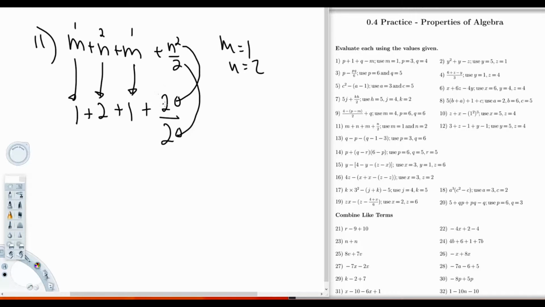Carrying over. What's 2 divided by 2? Equals 1, right? So let's rewrite this. 1 plus 2 plus 1 plus 1. 3 plus 1 plus 1, 3. So 4 plus 1 equals 5.